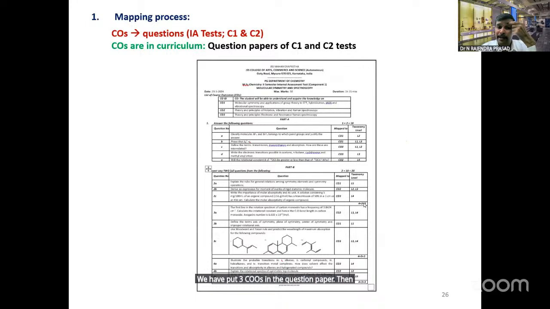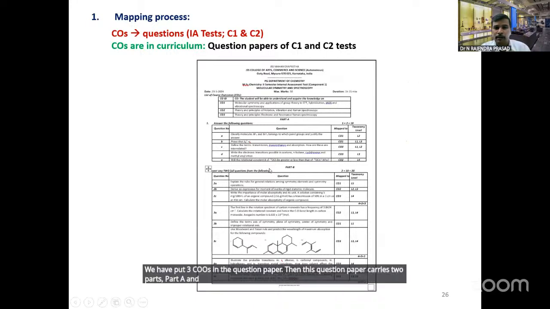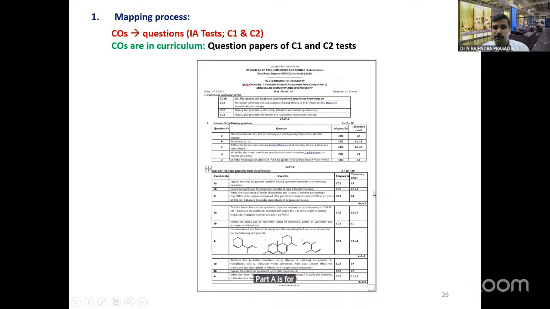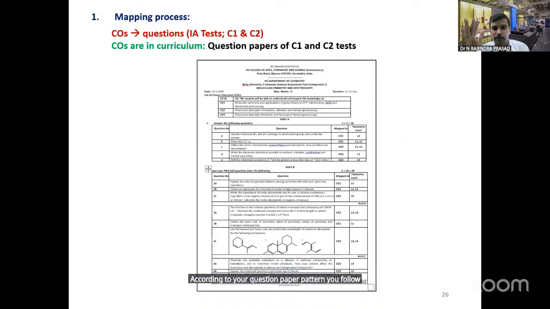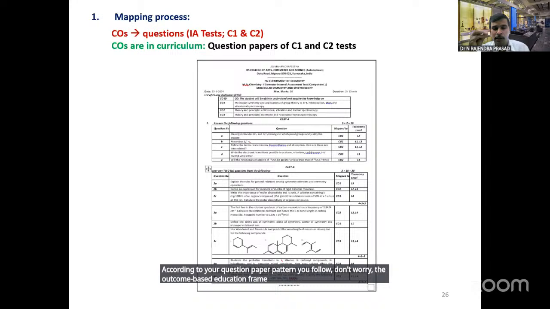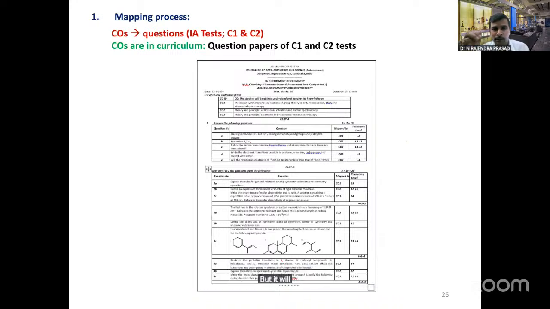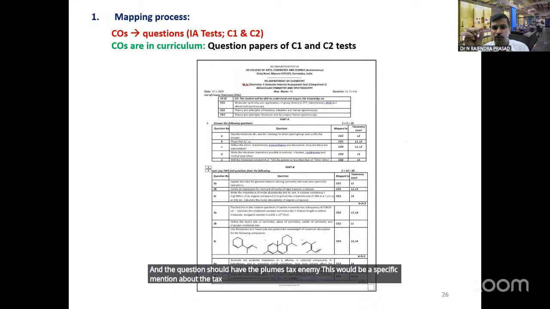This question paper carries 2 parts, part A and part B. Part A is for 2 marks and part B is for 10 marks. Each question carries 10 marks in part B. You follow according to your question paper pattern. Don't worry. The outcome-based education framework does not demand a particular question paper pattern, but it demands the appropriateness of the COs with the program outcomes and the questions. And the question should have the Bloom's taxonomy level. There should be a specific mention of the taxonomy level. Otherwise, the question paper will be treated as a vague one.